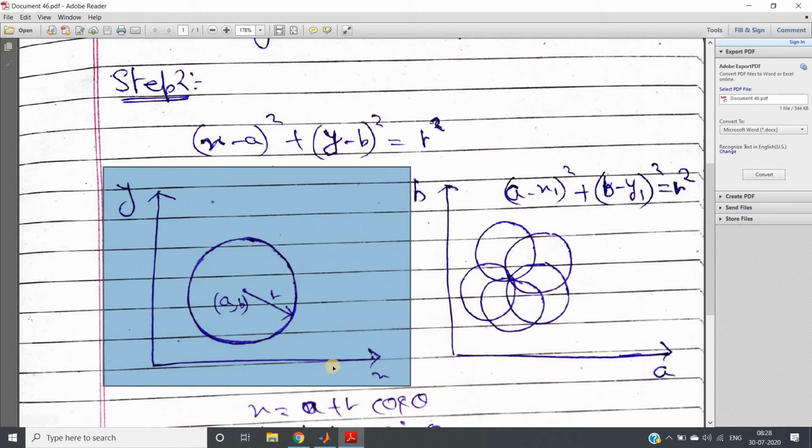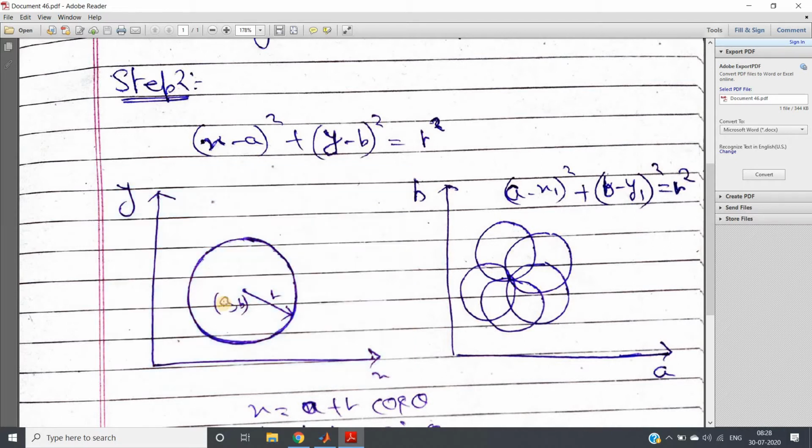This is our xy coordinate plane, where one circle is present with center coordinate (a, b) and radius r. Now how will the picture look when we map this xy coordinate picture to the AB parameter space? I have told you that r is fixed, so our parameter space will contain the variables a and b. Now we will take each point on this particular circle perimeter.